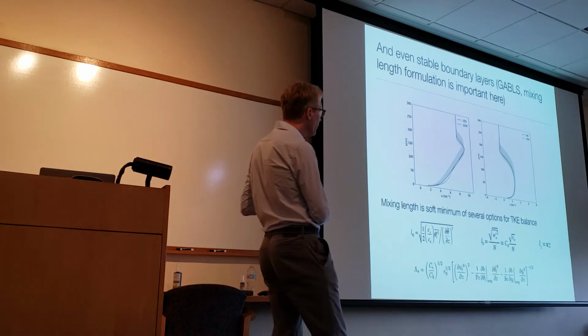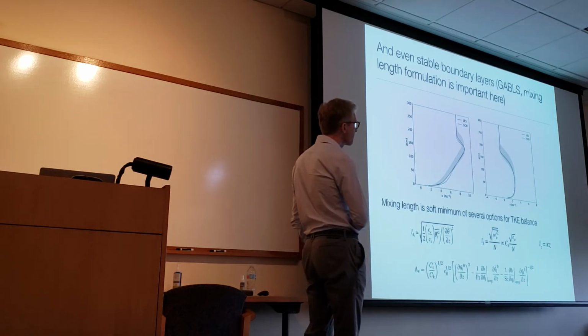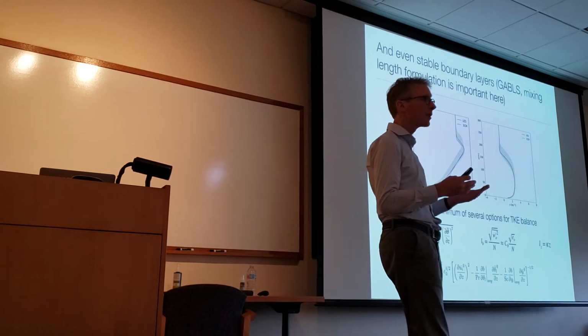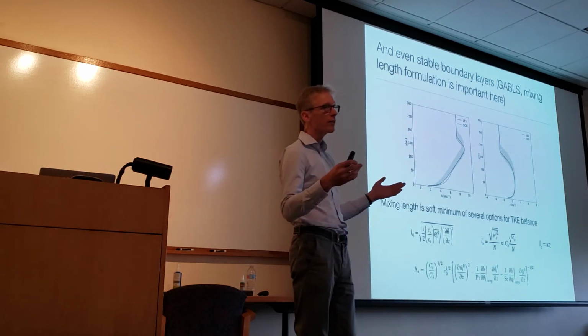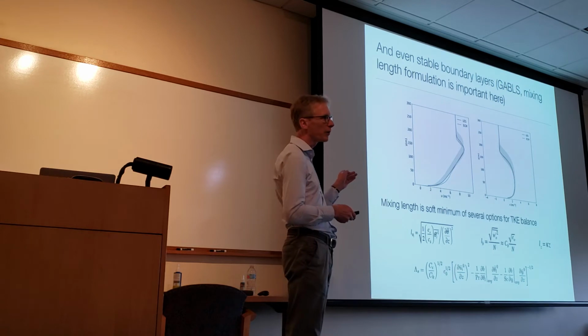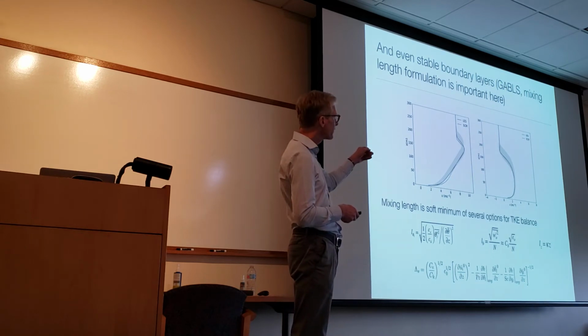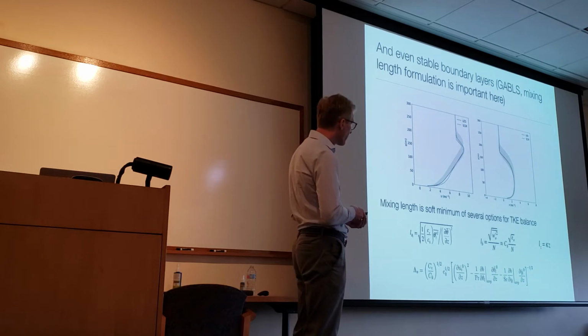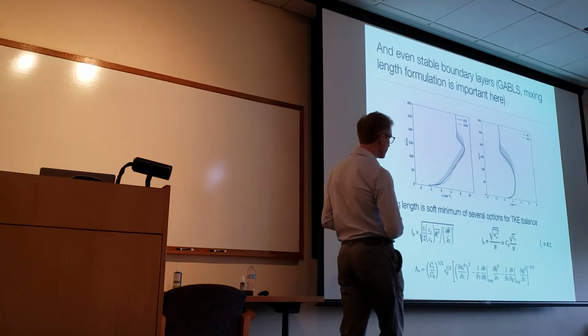But the stable boundary layer is notoriously hard. If you look at climate models, you find temperature errors of something like 10 degrees centigrade over large areas in polar regions because they can't do stable boundary layers. So here the perturbation is basically as good as the LES, and I don't think it was just luck, it was a good bit of hard work.